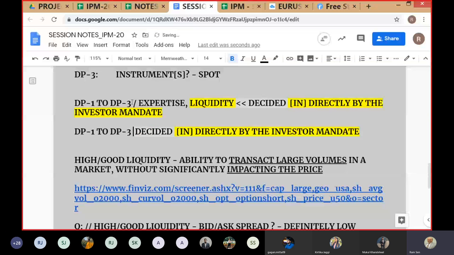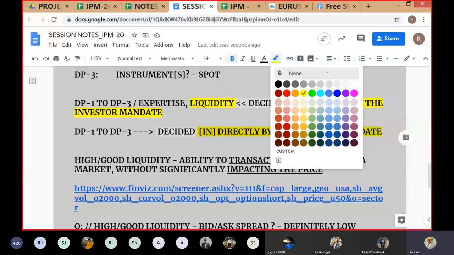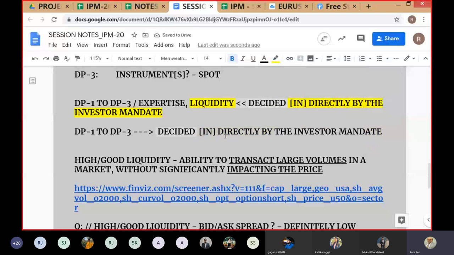So DP1 to DP3, the asset class, market, and instrument, these three decision problems are solved directly or indirectly by the investor mandate. Right. Now, what do I mean by that? We are doing a little bit of an in-depth look, so let me write this in today's session, so we'll have some material for today's session.